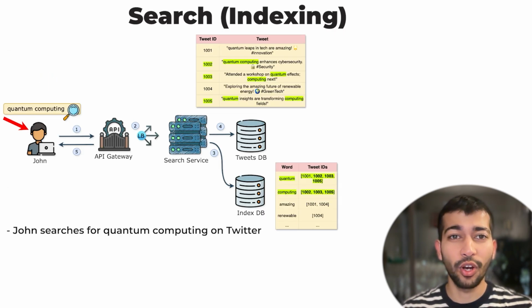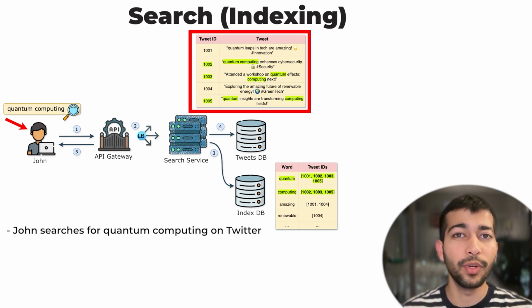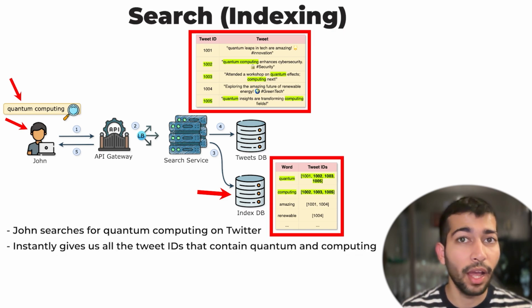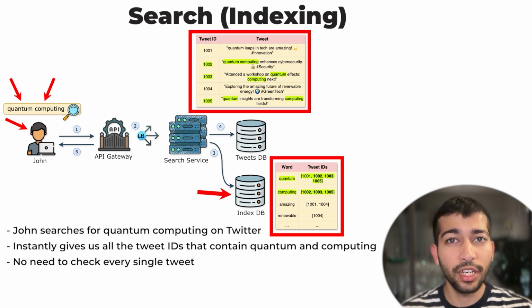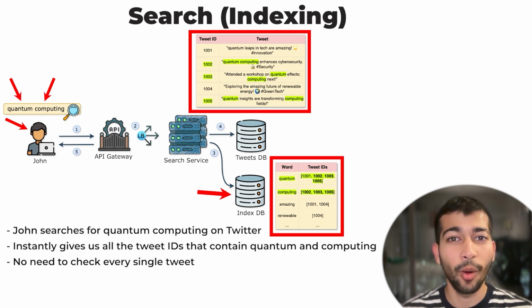So imagine John searches for quantum computing on Twitter. Instead of hunting through every single tweet, the IndexedDB swoops in and instantly gives us all the tweet IDs that contain quantum and computing. No need to check every single tweet. This is the power of indexing. So let's break down how this optimized search flow works step by step.